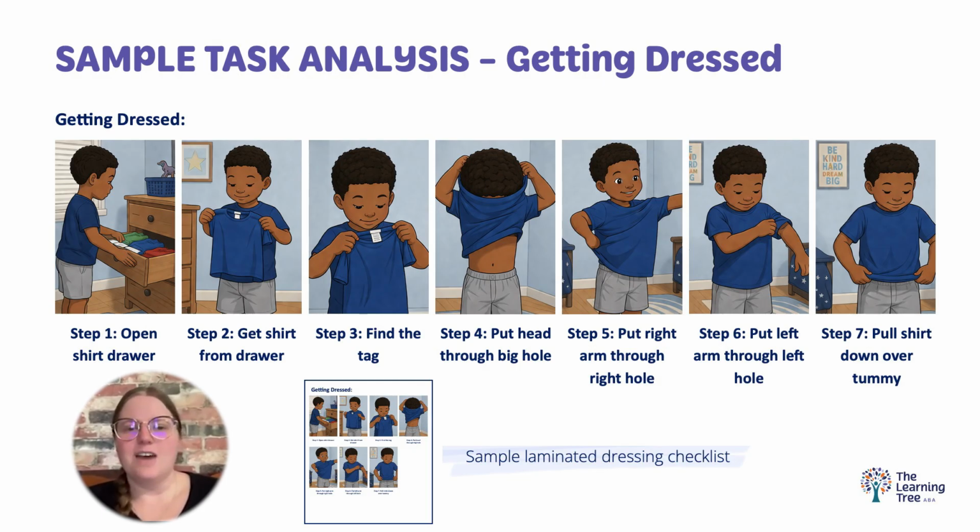Step 3, find the tag. Step 4, put head through the big hole. Step 5, put right arm through the right hole. Step 6, put left arm through the left hole. And step 7 is pulling the shirt down over the tummy.